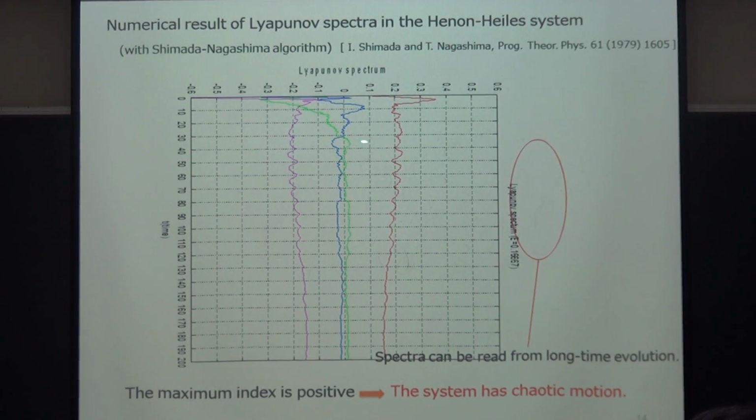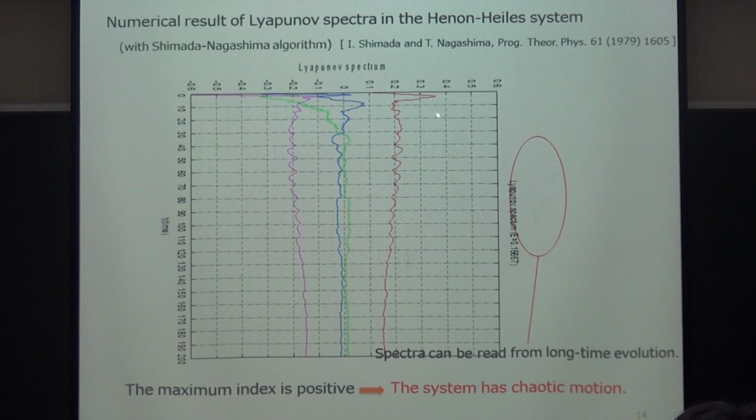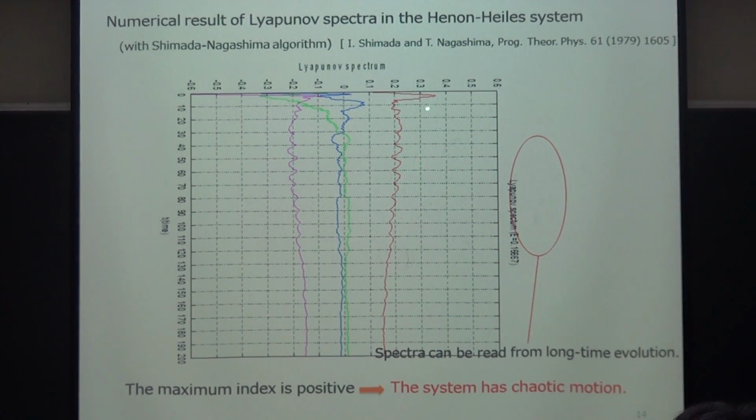Sorry, the figure is rotated, but I will introduce it. This is the numerical result of Lyapunov spectra in the system with the Shimada-Nagashima algorithm. Sorry, this direction is time, and this is the Lyapunov spectra.